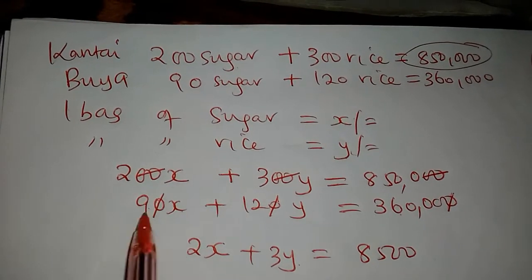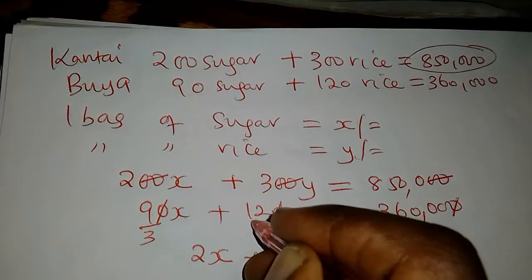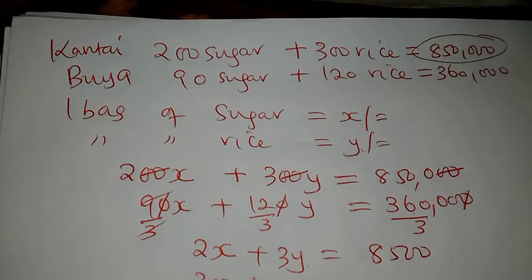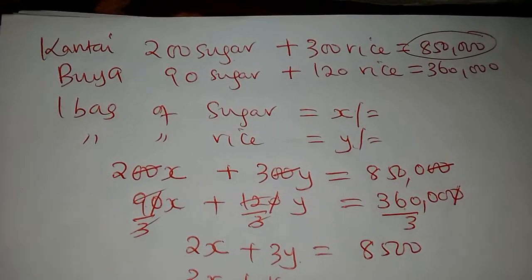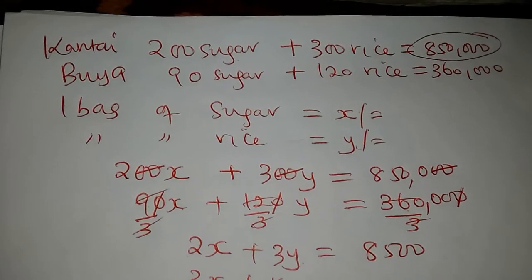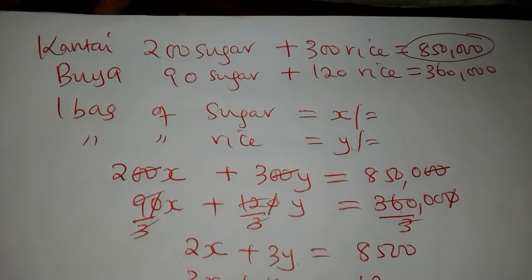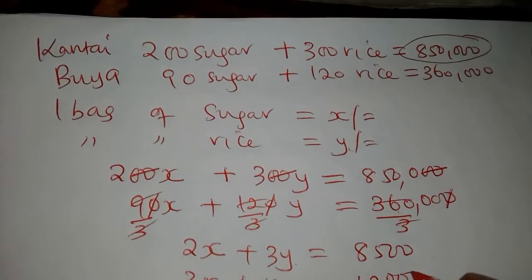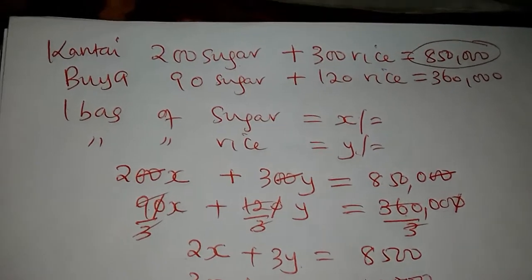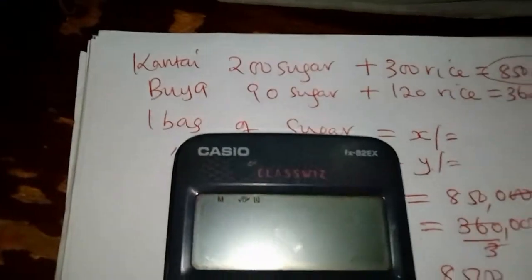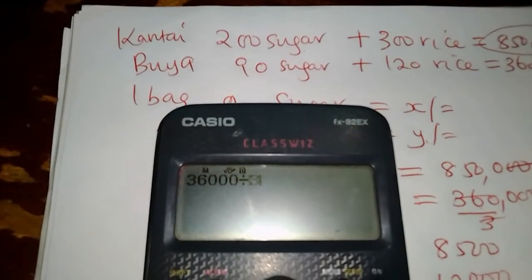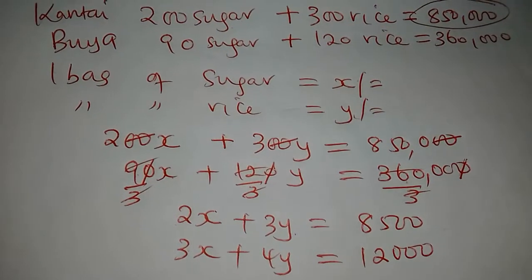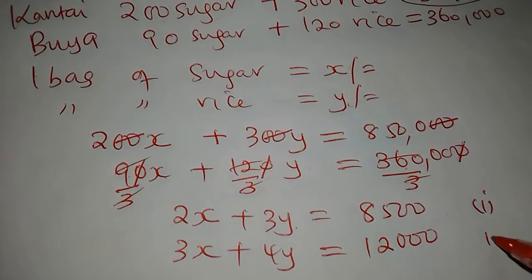But now we are still able to divide using 3, so we can divide all through by 3. So that gives us 3x plus 4y is equal to 12,000. I'm not wrong. That is 36,000 divided by 3. Yes, 12,000. So we have formed two simultaneous equations. Simultaneous equation 1, simultaneous equation 2.